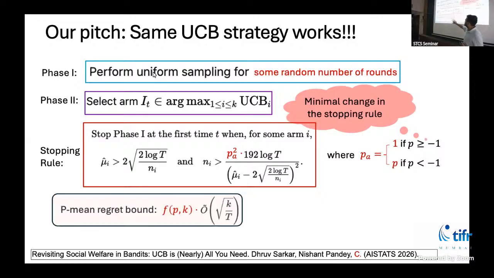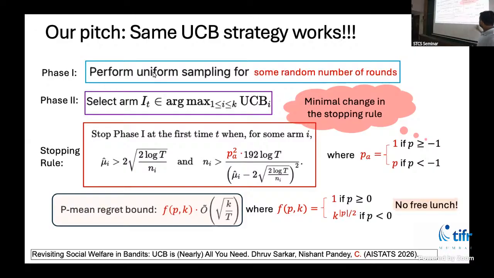So you get the same regret bound, square root of kT, with some factor depending on P in front. This factor is 1 if P is positive, which is the easy regime. The factor is k to the power P by 2, which is polynomial in k, if P is less than 0. This tells the hardness. Think about P being very highly negative, say minus 100. Then this is k to the 50, so regret goes up. This theorem says there is no free lunch in fairness: if you want high fairness, you will suffer a lot.